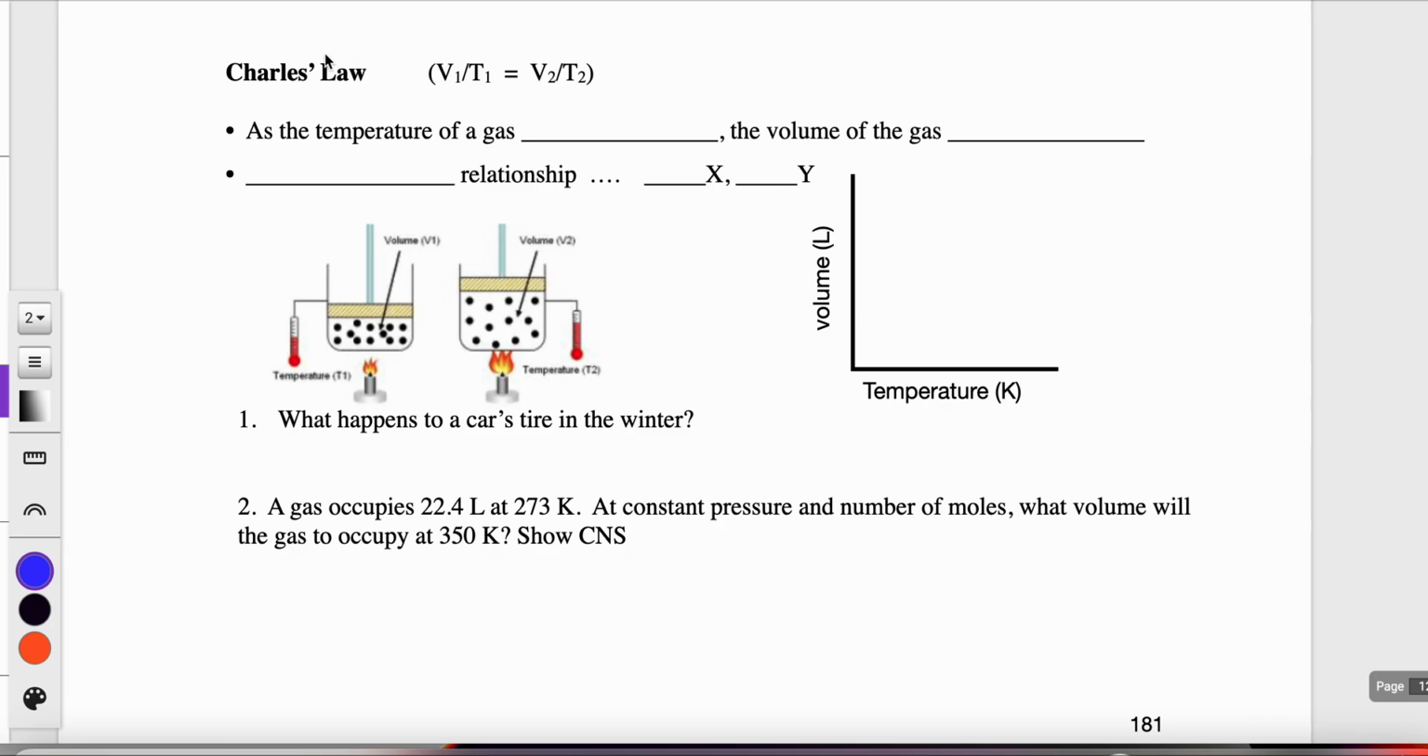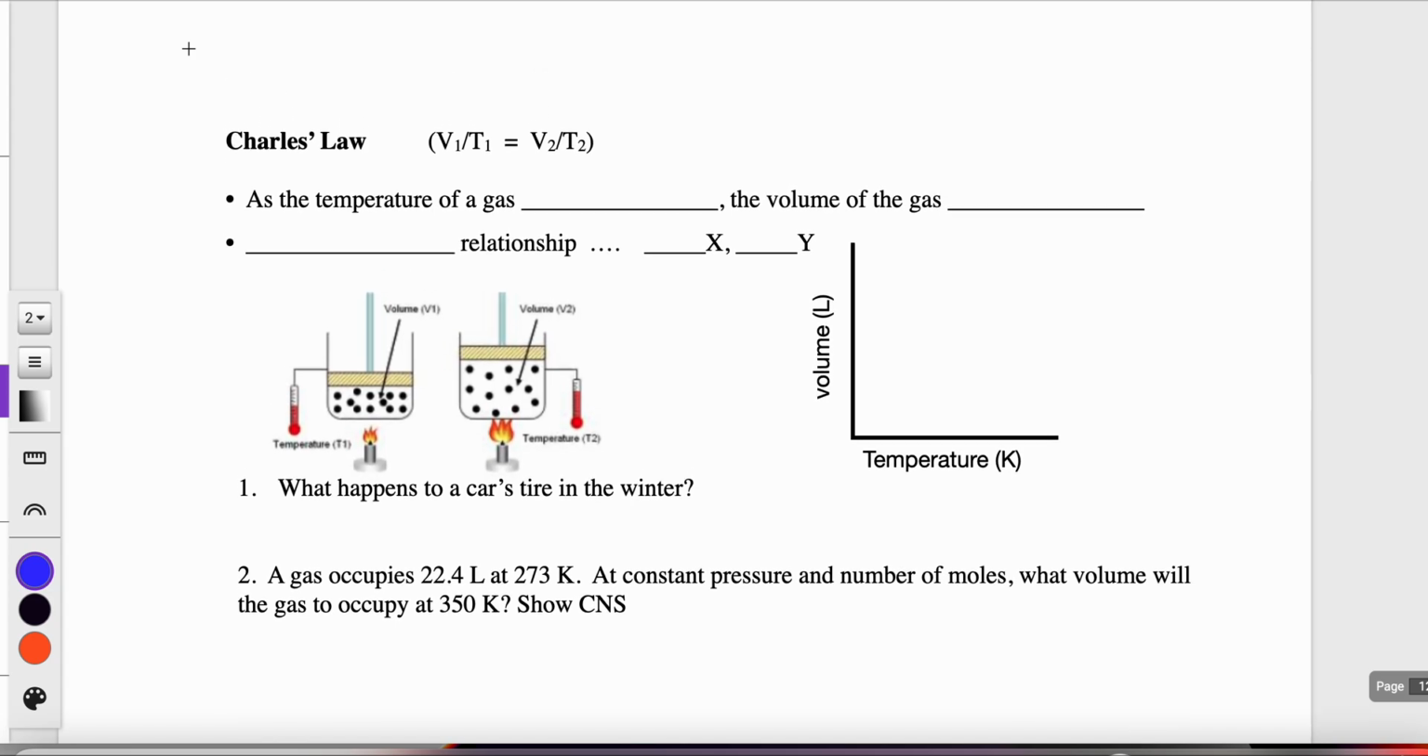Individual gas law known as Charles's law, and Charles specifically looked at the relationship between volume and temperature. So when Charles was working and studying the relationship between the volume and temperature of a gas, during his experiments, the pressure and the number of moles of the gas were held constant, not allowed to change. So take a look here.